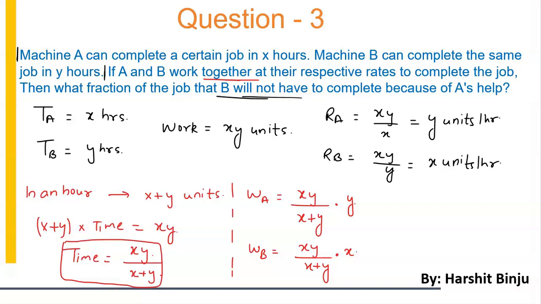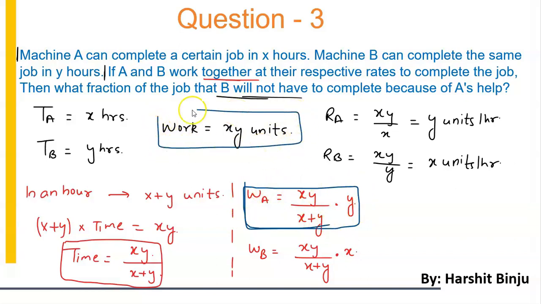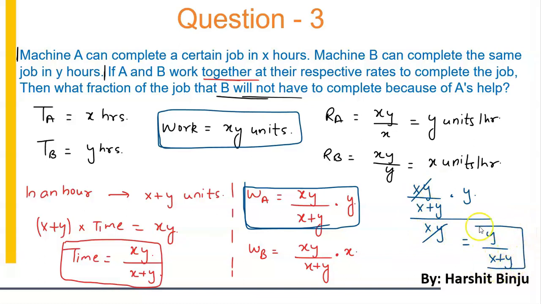Now the fraction of work that A is doing will be equal to work done by A, which is this value, divided by total work, which is this value. So it will be XY divided by X plus Y into Y divided by XY. So XY cancels out, and this will simply become Y divided by X plus Y. And this will be one of the options. You just have to check it and move it forward. Okay, so the answer is simply Y divided by X plus Y. That's it.